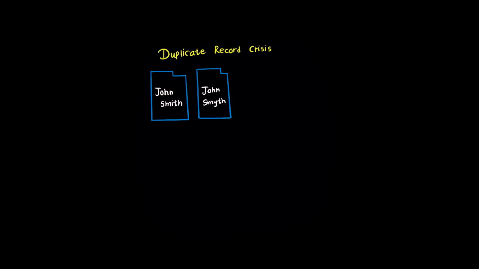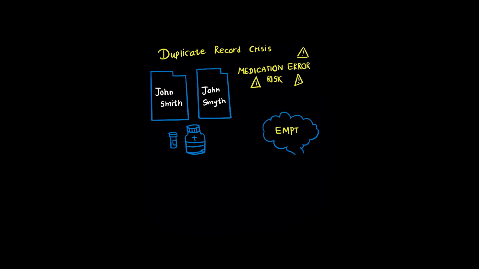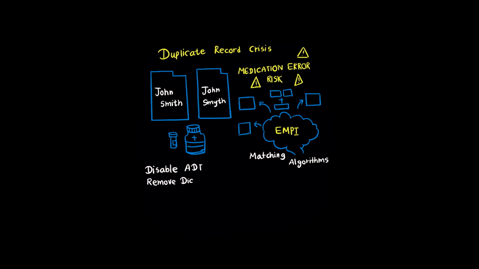Duplicate patient records are more than an inconvenience, they're a patient safety crisis. When the master patient index contains duplicates, medication errors can occur. Imagine John Smith and John Smith being treated as different patients when they're the same person. An enterprise master patient index, or MPI, consolidates identities across all systems using sophisticated matching algorithms. It's like having a super smart receptionist who recognizes patients despite name variations, address changes, or typos.